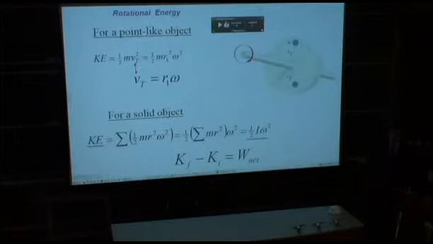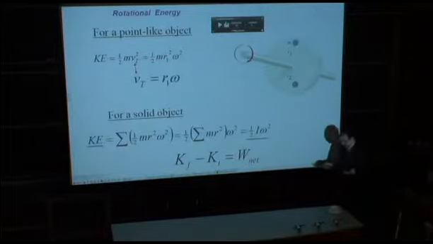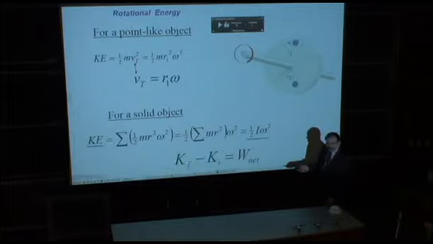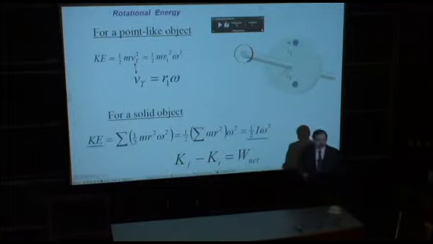The difference is everything related to rotational motion. That's not the mass, that's the moment of inertia. That's not the speed, that's the angular speed. But the same relationship between kinetic energy and work stays. If we change kinetic energy, final minus kinetic energy initial, that has to be equal to the total work done by all torques.